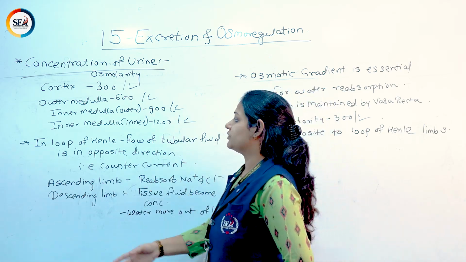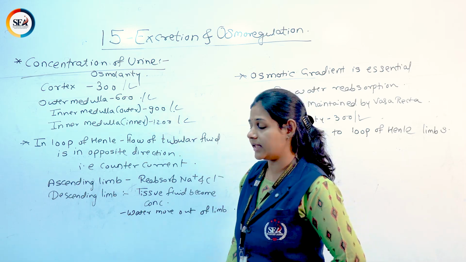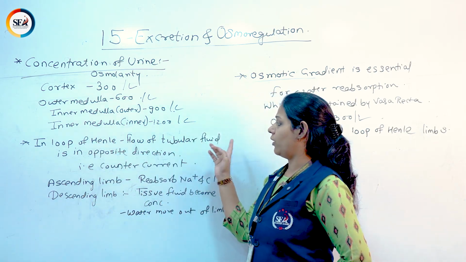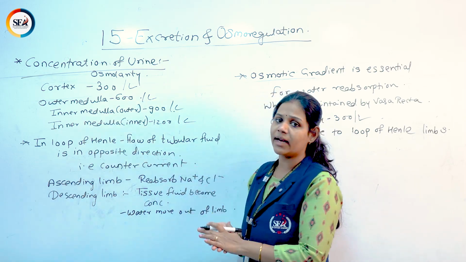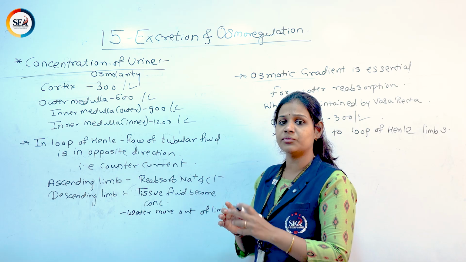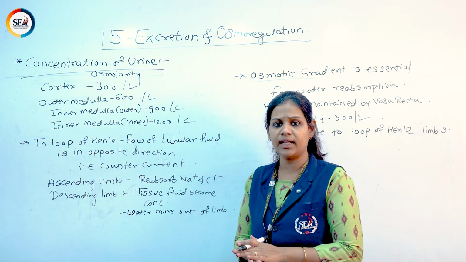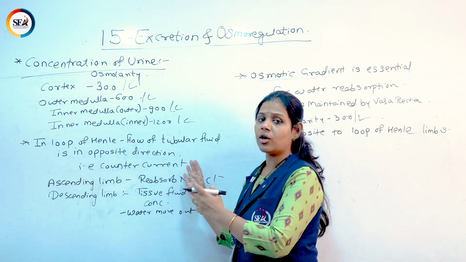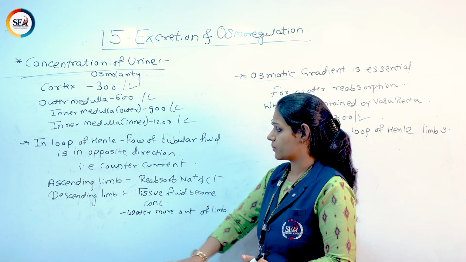As we know, in the loop of Henle there are two limbs, one is the descending limb, the other is the ascending limb. In the loop of Henle, the flow of tubular fluid is in opposite directions, that is, the countercurrent mechanism operates here. And the vasa recta, which is the blood capillaries that surround the loop of Henle, also has ascending and descending limbs, but the directions of fluid flow are opposite.